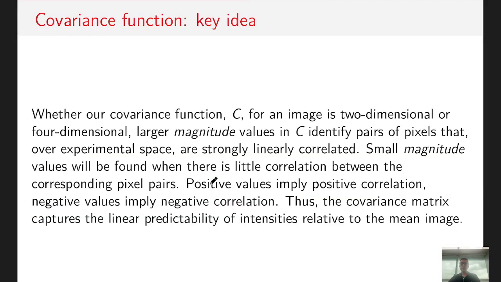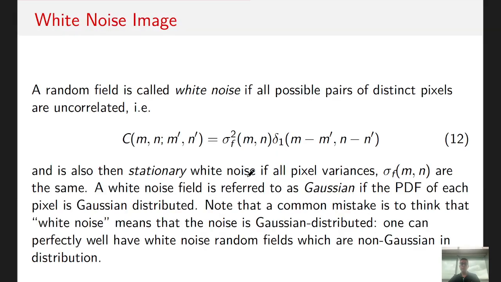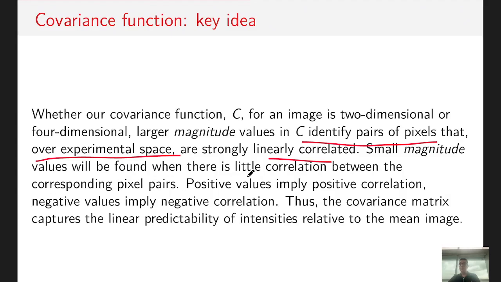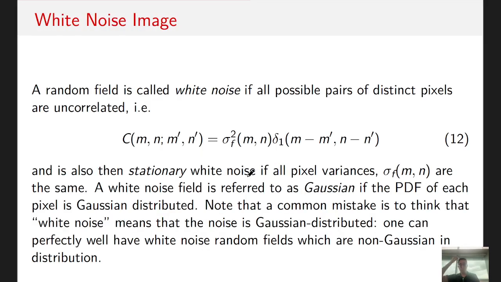Okay, so this is summarized in here. So large magnitude values identify pairs of pixels over experimental space that are strongly linearly correlated, and small magnitude values say there's little correlation. So this is useful for, let's say, image compression and studying spatial structure in images.